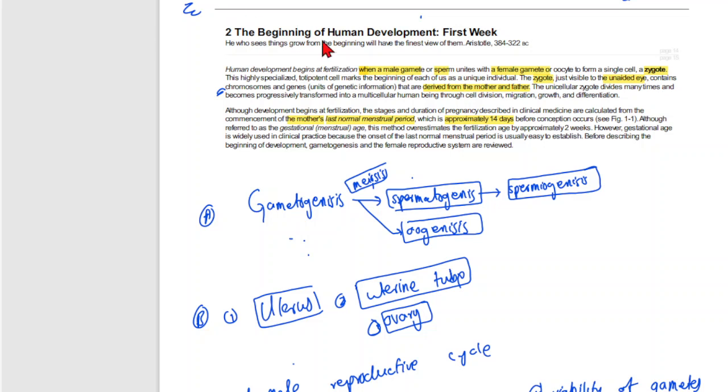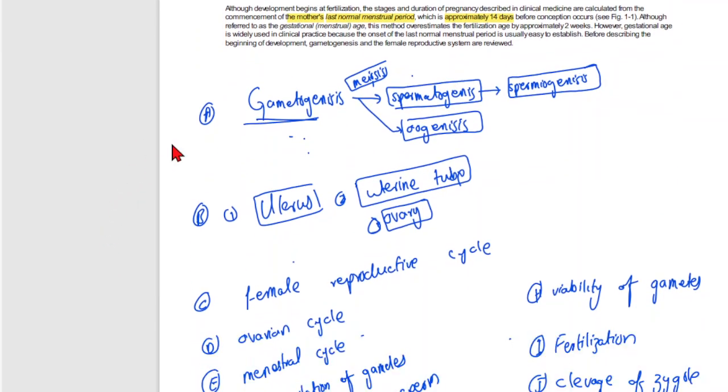So in this video we will tell about the first week of development. Okay, complete first week of development, so you have to watch it completely. First of all, there is all the process that occur in the first week. You have to understand that we have to tell about the gametogenesis.